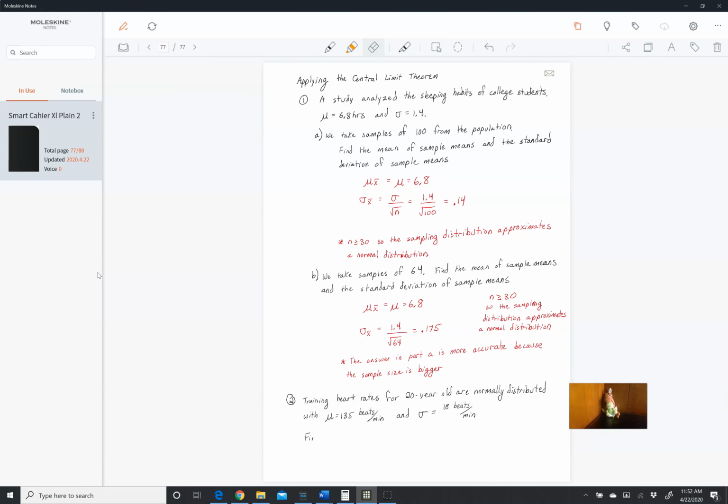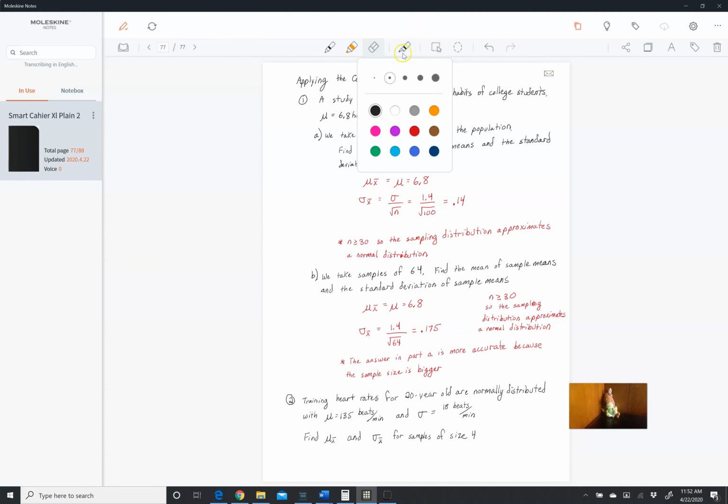We're going to find mu sub x bar and sigma x bar for samples of size 4. So notice our sample size is less than 30, but it's okay because the data is normally distributed.